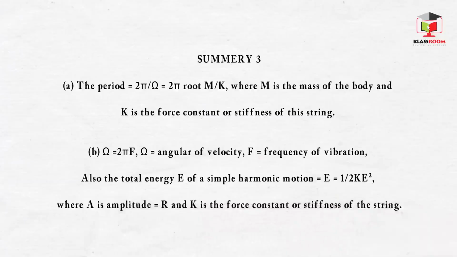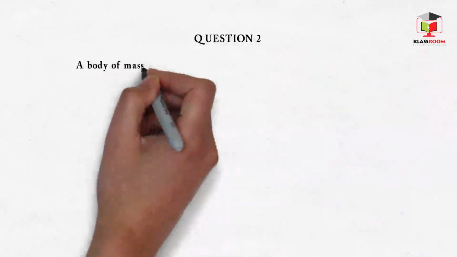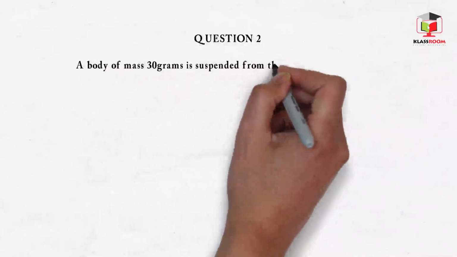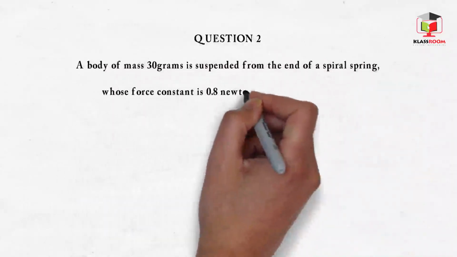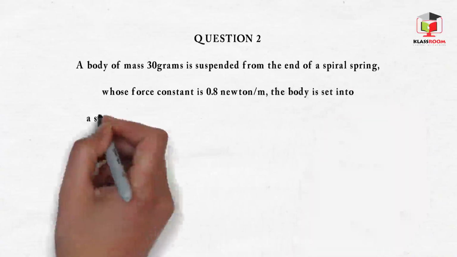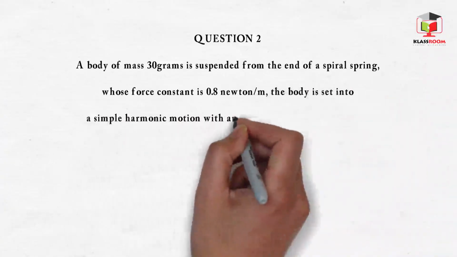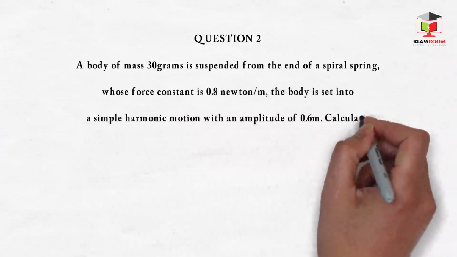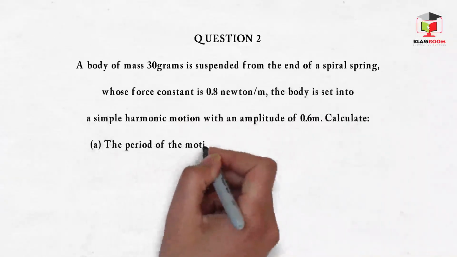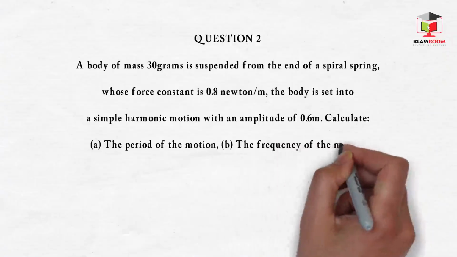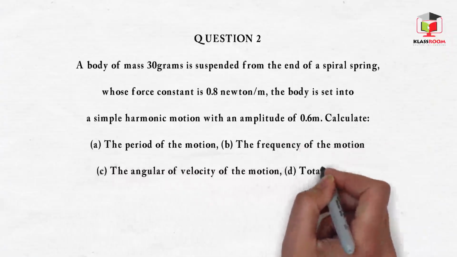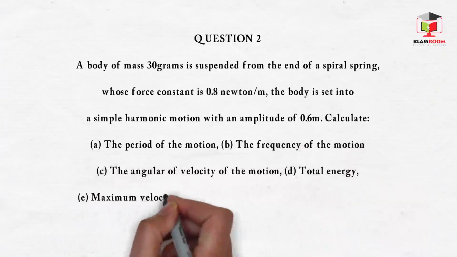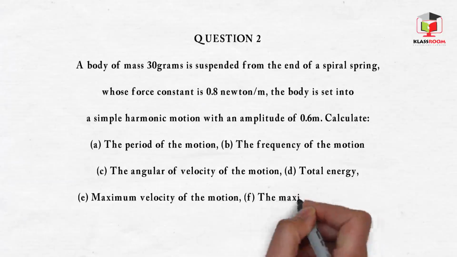Question 2. A body of mass 30 grams is suspended from the end of a spiral spring whose force constant is 0.8 Newton per meter. The body is set into simple harmonic motion with an amplitude of 0.6 meter. Calculate (a) the period of the motion, (b) the frequency of the motion, (c) the angular velocity of the motion, (d) the total energy, (e) the maximum velocity of the motion, and (f) the maximum acceleration.